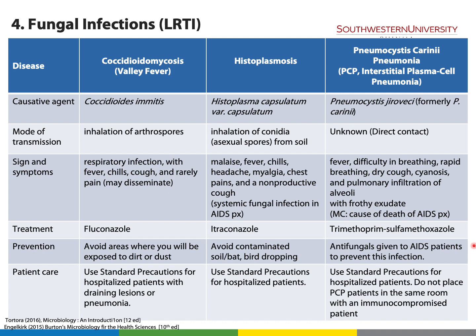So the infection starts as a respiratory infection with fever, chills, cough, and rarely pain, and it also disseminates. This infection disseminates, which includes lung lesions and abscesses throughout the body, especially in the subcutaneous tissues, skin, bone, and central nervous system. This can be treated using fluconazole.